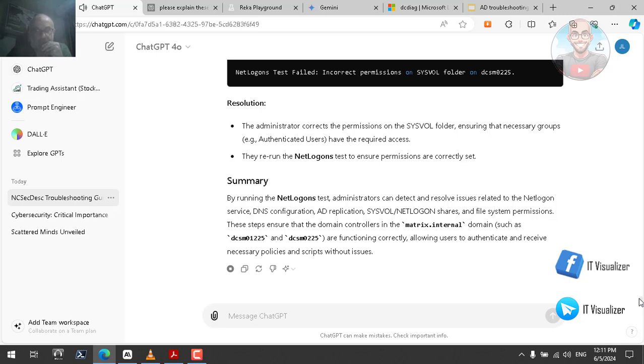Summary: by running the Netlogon test, administrators can detect and resolve issues related to the Netlogon service, DNS configuration, AD replication, Sysvol Netlogon shares, and file system permissions. These steps ensure that the domain controllers in the matrix.internal domain, such as DCSM01225 and DCSM0225, are functioning correctly, allowing users to authenticate and receive necessary policies and scripts without issues.